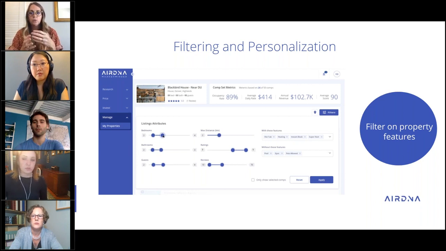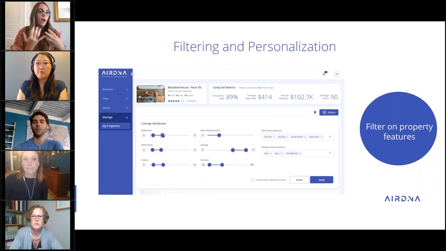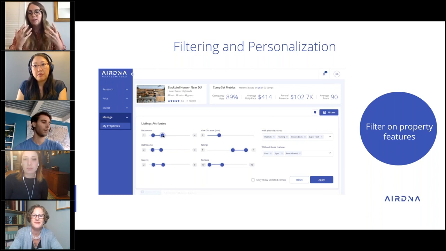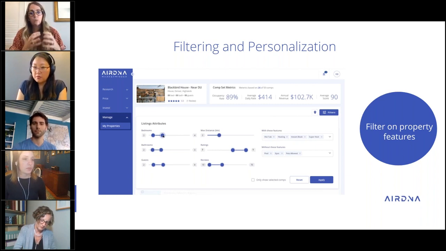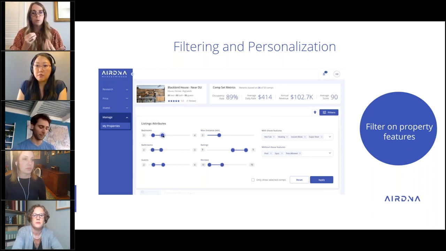Not only can you filter on amenities like a hot tub or a pool, which might be important in certain markets and less important in others, but you can also filter on whether or not somebody is a super host. So are they actively managing a property? Do they have a certain number of bookings per year? But you can also look at ratings and reviews, and again, start to filter down for some of those things that may be indicative of quality.